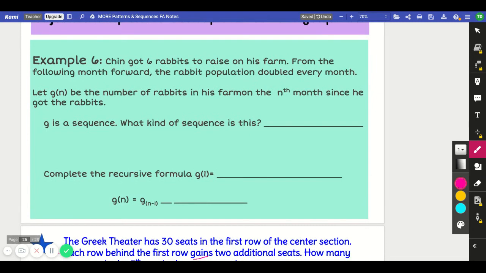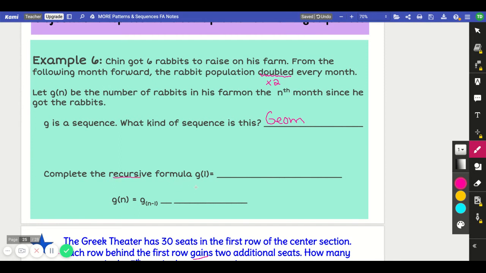Okay, Chin got 6 rabbits to raise on his farm. From the following month forward, the population doubled every month. So what does this mean, doubled? It means it's being multiplied by 2 every month. So again, multiplied lets us know that we have a geometric sequence. And now it's asking us to find the recursive formula.